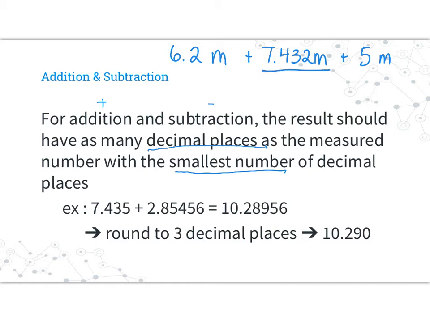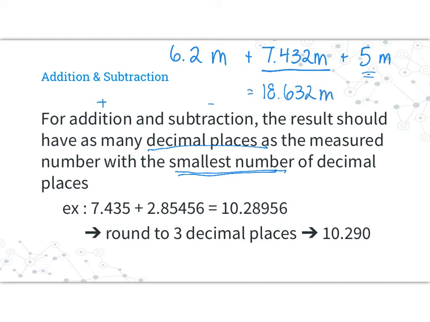Probably this student. However, when we add up all of our results, we have to represent our number with the least amount of accuracy. Okay, so the smallest number of decimal places. Well, my answer was the smallest number of decimal places. So let's add these up. 6 and 7 is 13 plus 5 is 18.632 meters would be our final answer here.